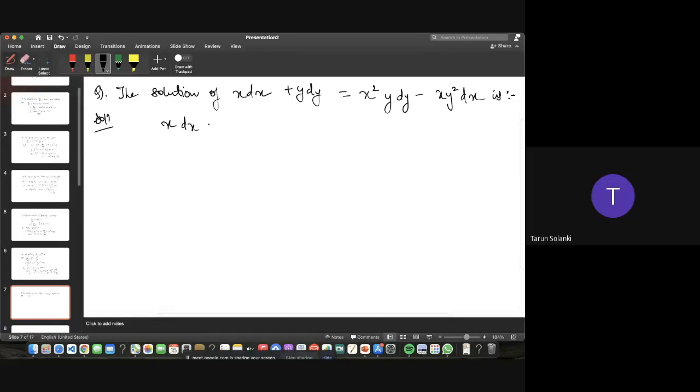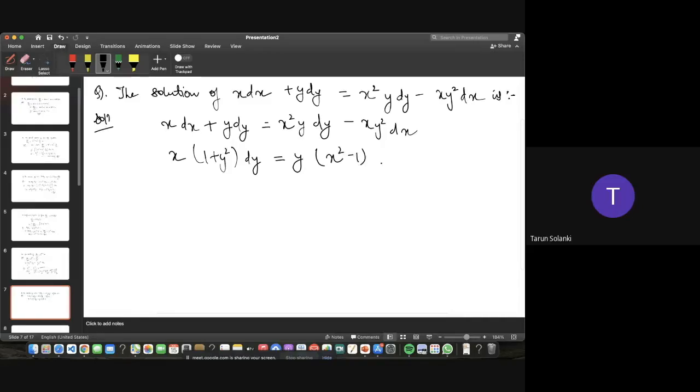So x dx plus y dy is equal to x square y dy minus xy square dx. So x into (1 plus y square) dy, which is equal to (x square minus 1) into y dy. So it becomes x divided by (x square minus 1) into dx, which is equal to y divided by (1 plus y square) into dy.